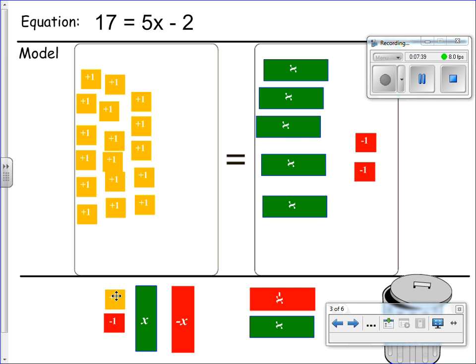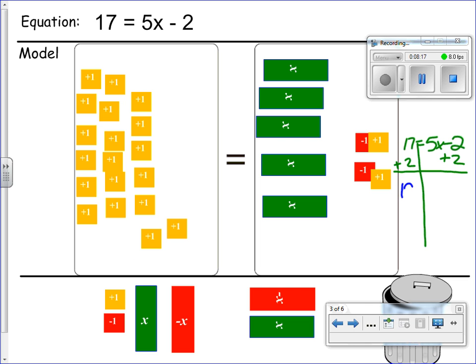17 equals 5x minus 2. Well, this might be a little bit difficult. Let's see, though. Okay, so in order to get rid of these minus 2, I have to add 2 positives. So we have 17 equals 5x minus 2. First thing I did was I added 2 positives. Whatever I do to one side, I do to the other. So let me add 2 more.